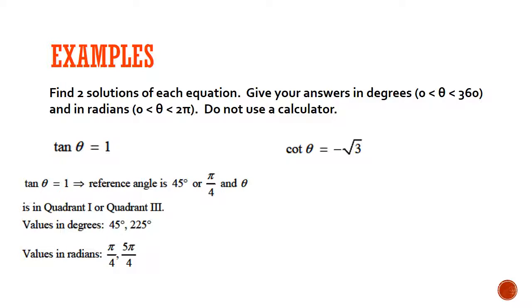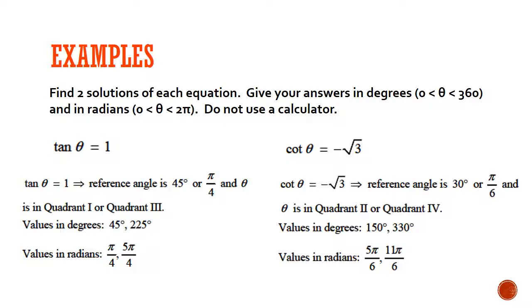Okay, the tangent equals 1 means we have a 45 degree angle, or pi/4. And it must be in quadrant 1 or 3 since it's positive. In quadrant 3, a 45 degree angle would be 225 degrees, in radians 5 pi/4. For the cotangent to be negative square root of 3, we must have a reference angle of 30 degrees, which would match with pi/6, and it must be in quadrant 2 or 4 to be negative. So the values there will be 150 and 330 in degrees, 5 pi/6 and 11 pi/6 in radians.